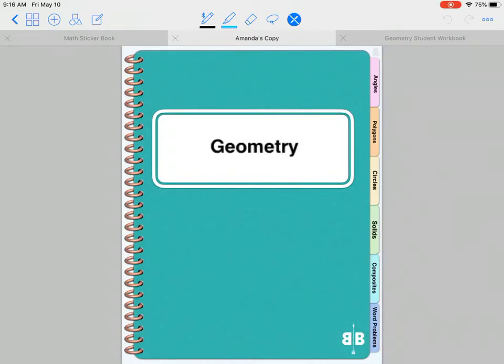Good morning and welcome back to the geometry class. And I guess I shouldn't assume that it's morning where you are. It's morning here in East Tennessee. Very lovely day.